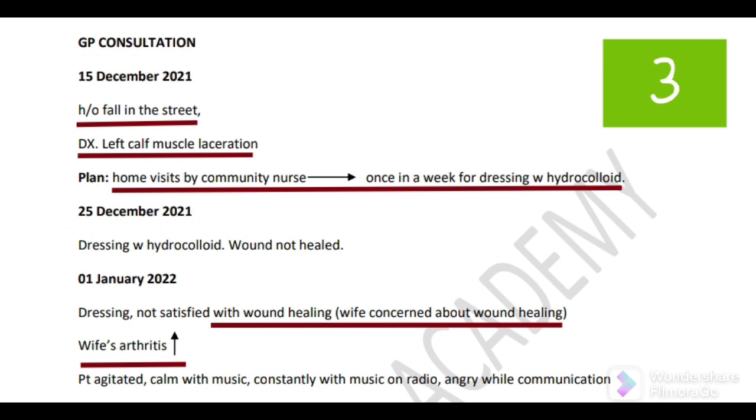So now you are starting your home visit. During your home visit on 25 December 2021, the wound had not healed. You can see that there is no improvement. On 1 January 2022, you can see the dressing, and he is not satisfied with the wound healing, and his wife is also concerned about the delayed wound healing. At the same time, the wife's arthritis, the upper arrow mark, is showing increasing signs and symptoms of arthritis. The patient got agitated but was calm with music, constantly with the music on the radio, but angry while communicating.